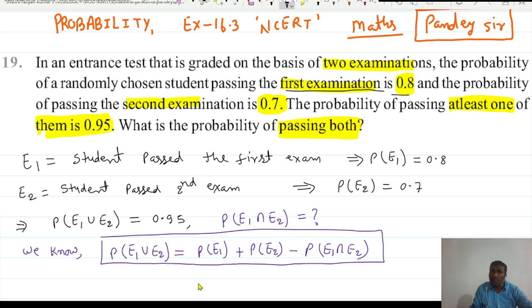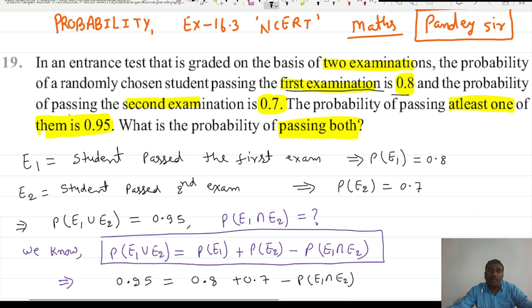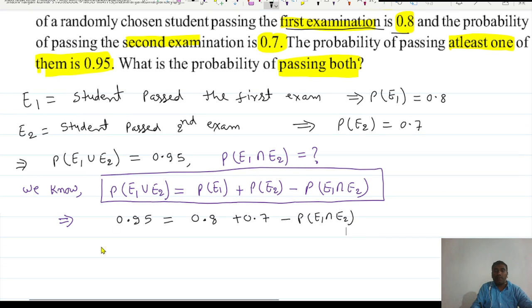Simply put in the values. Probability of E1 union E2, that is at least one, is 0.95. Probability of E1 is 0.8, probability of E2 is 0.7, minus probability of E1 intersection E2, which we want. Now it's very easy. So find the value of probability of E1 intersection E2. We take it on the left hand side, and transfer all the remaining terms to the right hand side.